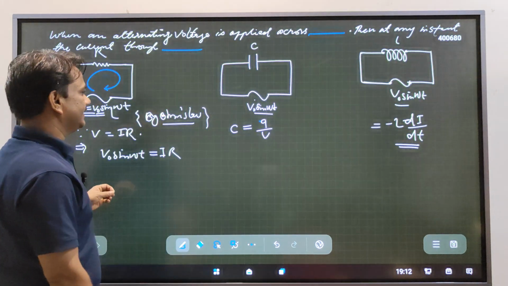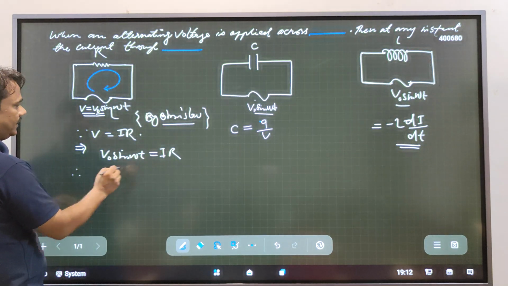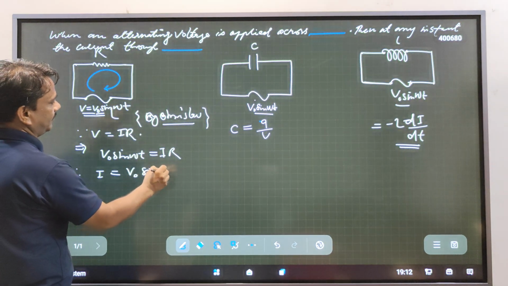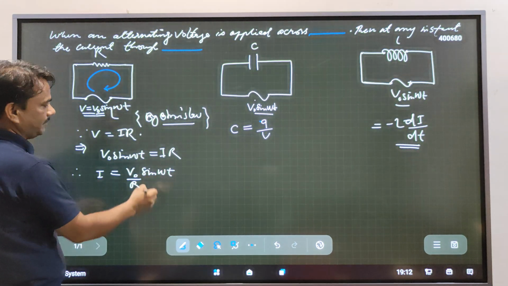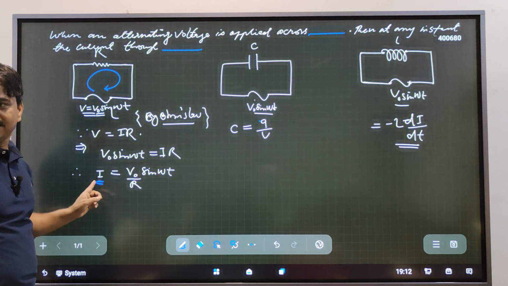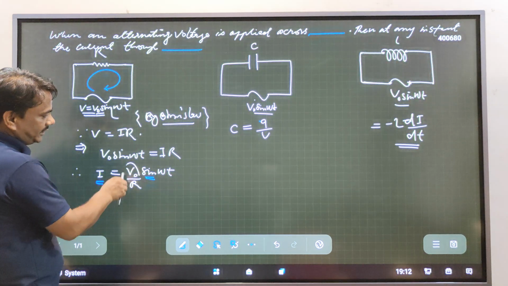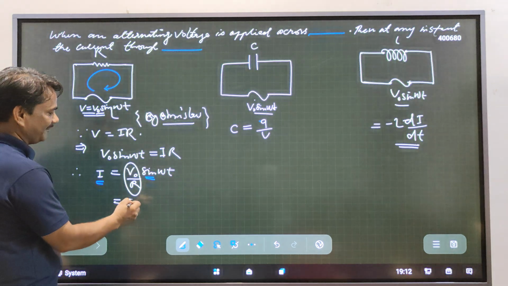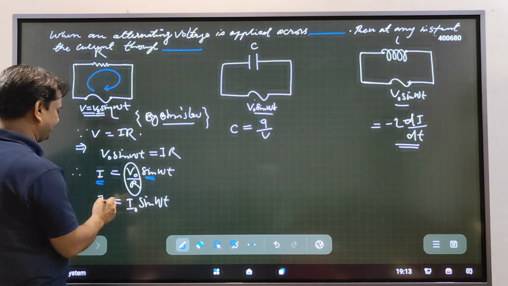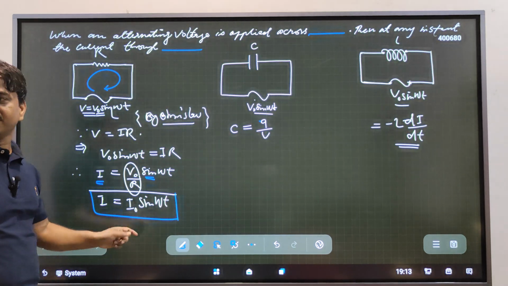Now next is V sine omega t. So I is equal to V naught sine omega t, and here we'll divide it by R. Since we brought a current, obviously the right hand side will also be current. So this will be the maximum current. This is the equation of current, the function of current.